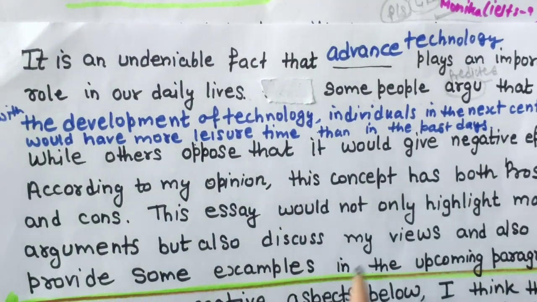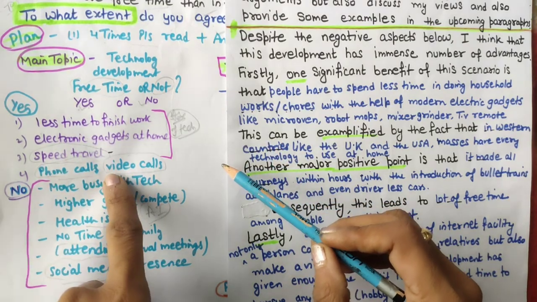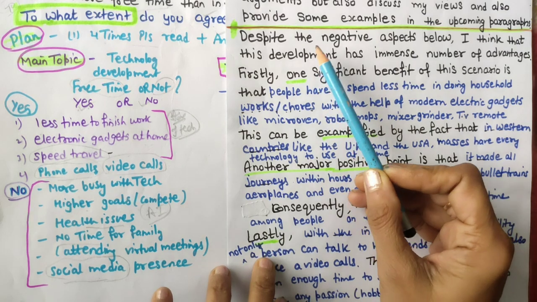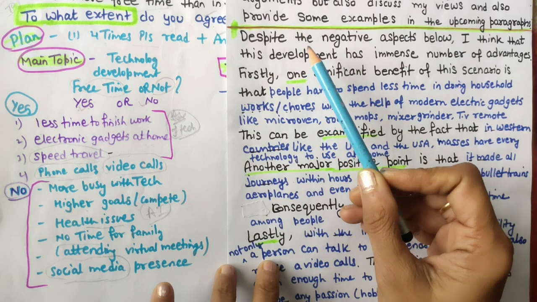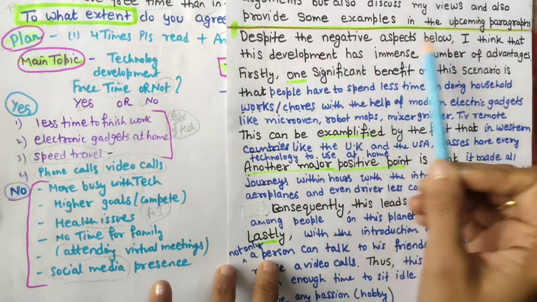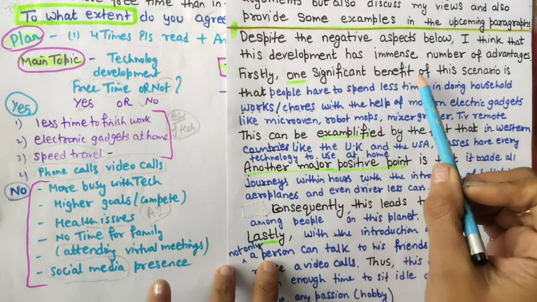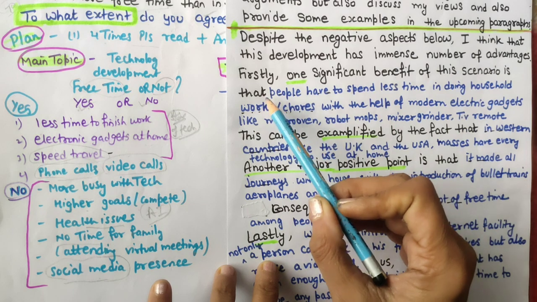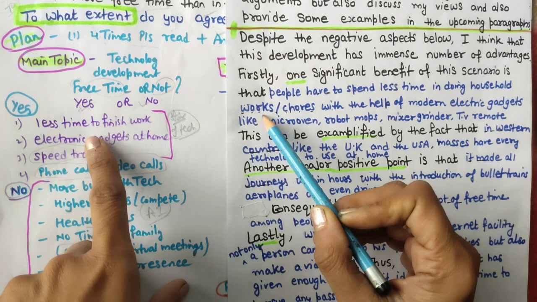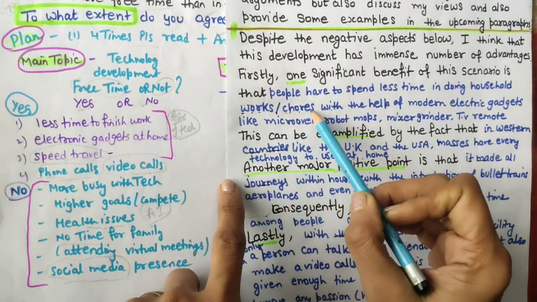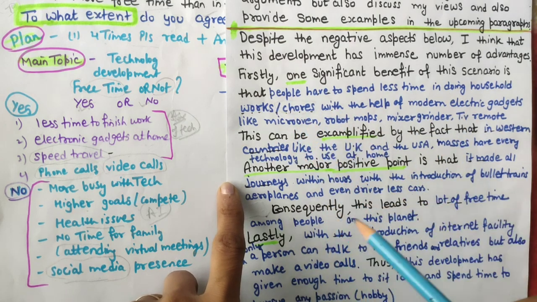Now body paragraph 1. Now see this body paragraph 1, these are the points how I have explained. Now black one is ready-made language, you should use it, no issue. Despite the negative aspects below, I think that this development has immense number of advantages. Firstly, one significant benefit of this scenario is that people have to spend less time in doing household work or chores. One word you will be using, not both. Works and chores, household chores, you should use it.